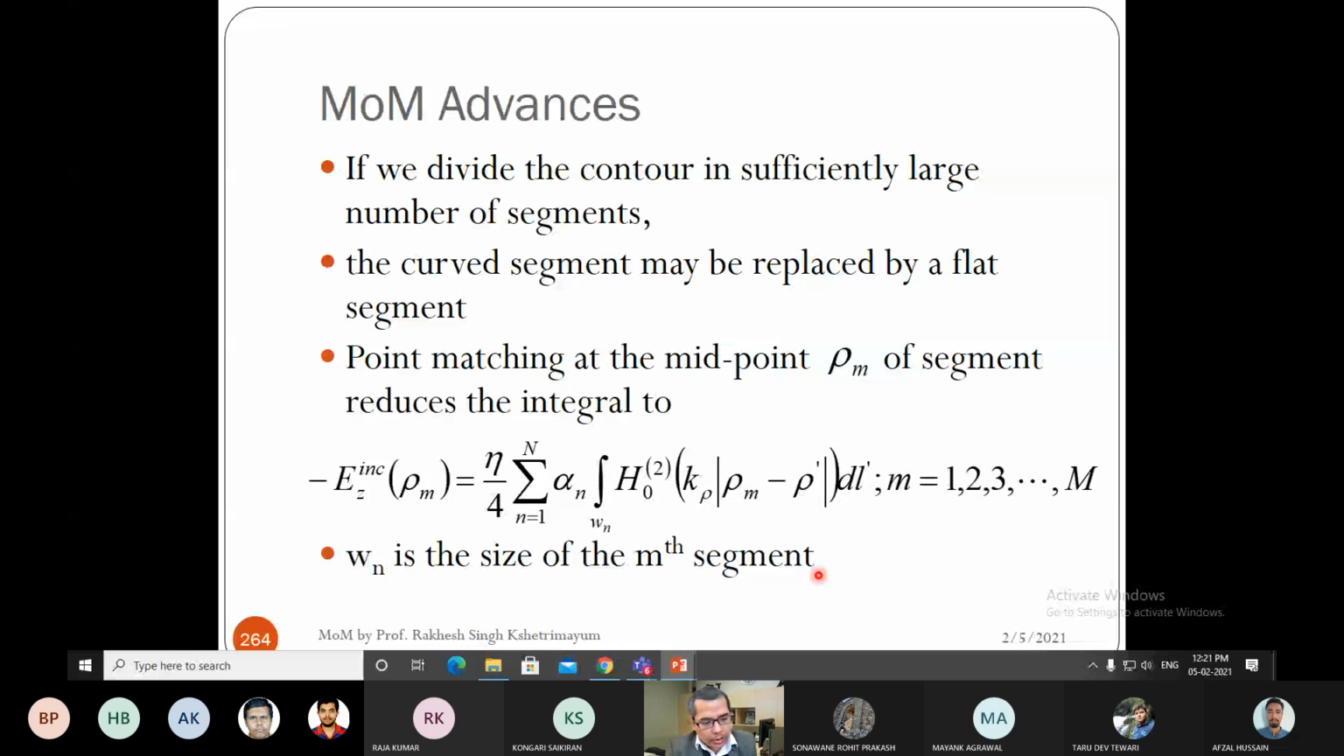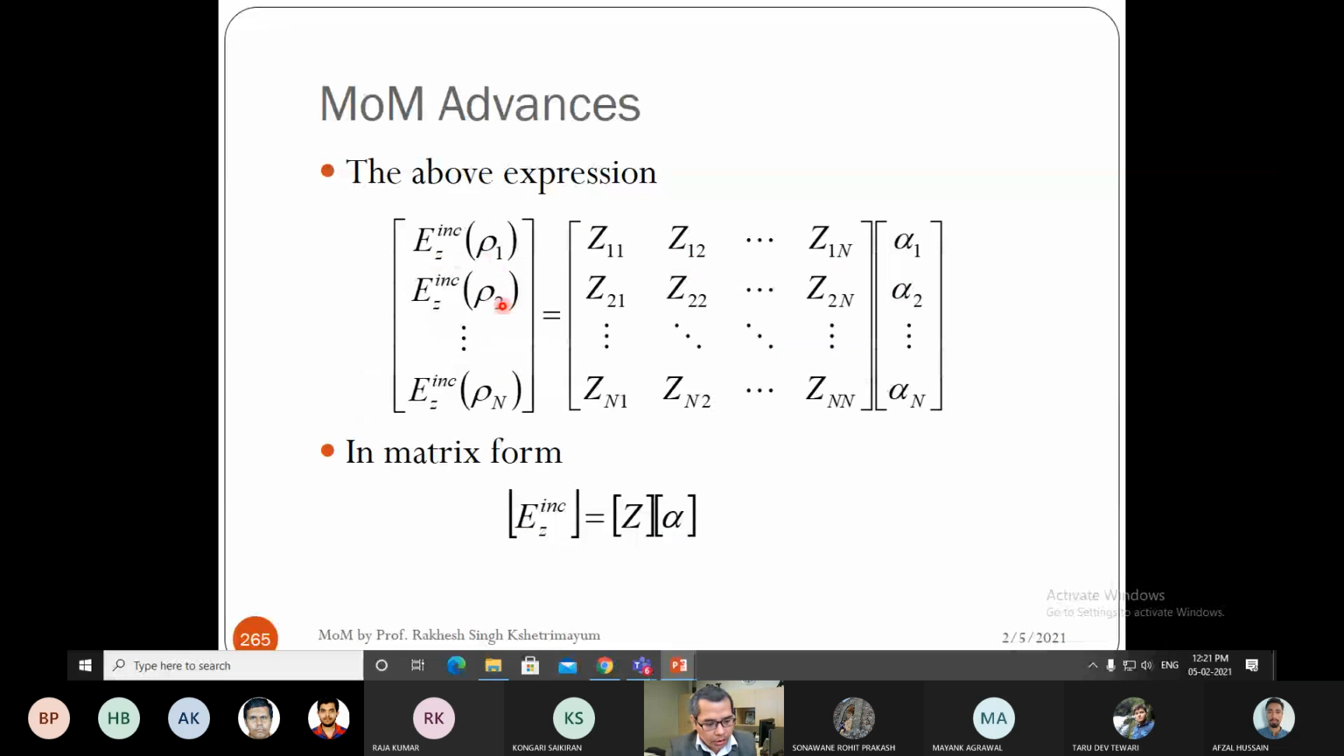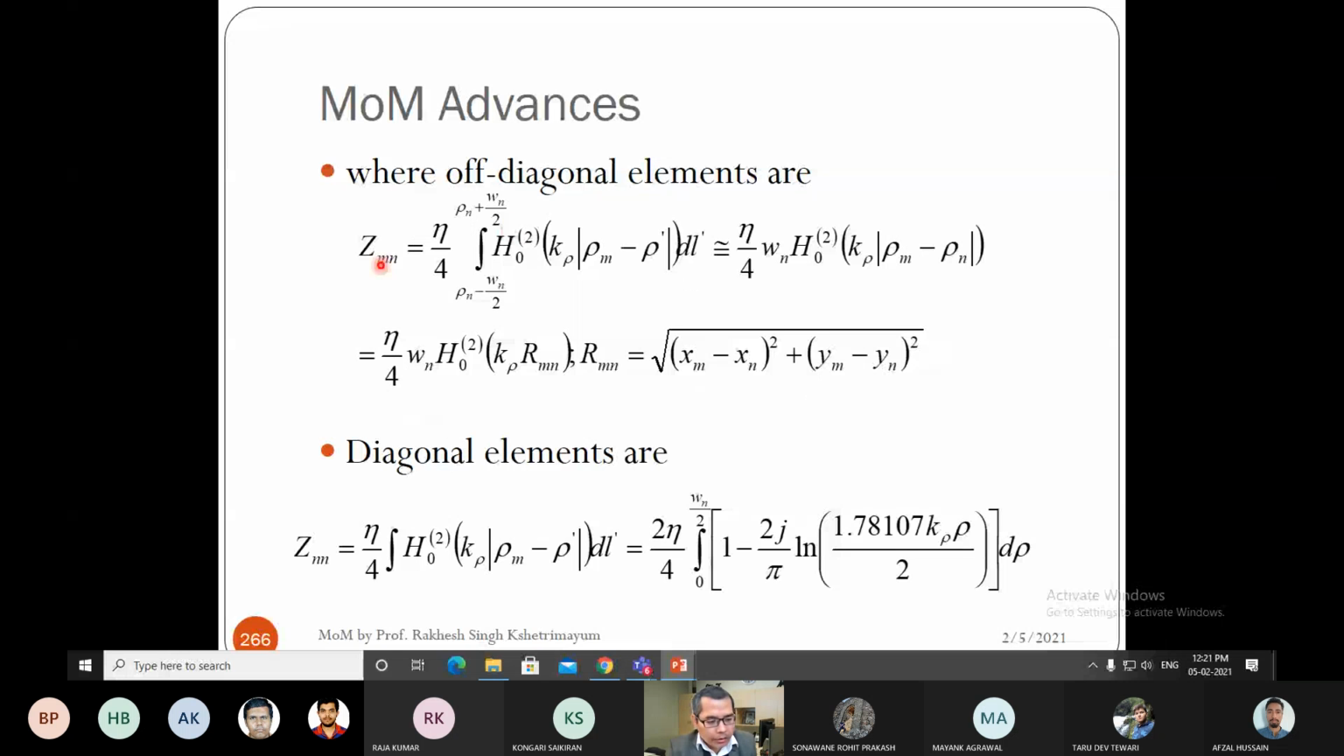So you can write it in the matrix form as Ez incident at locations rho 1, rho 2 up to rho N should be equal to Z11, Z12, Z1N, and so on, with alpha 1, alpha 2, and alpha N. Alpha is what we are supposed to find. We know what is Z, we know what is Ez incident. Let us calculate this Z matrix. The Z matrix can be calculated: Zmn for the off diagonal elements is eta by 4 times the integration going from rho n minus Wn by 2 to rho n plus Wn by 2.